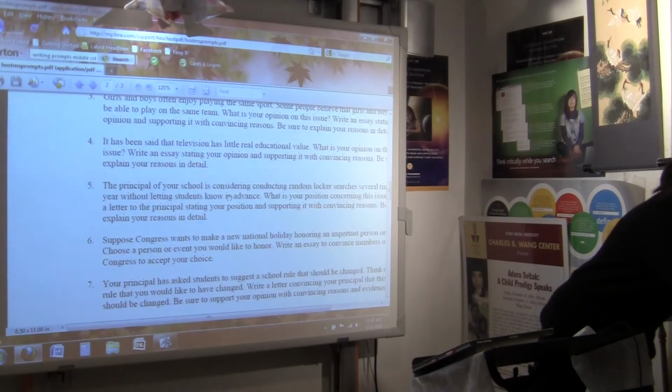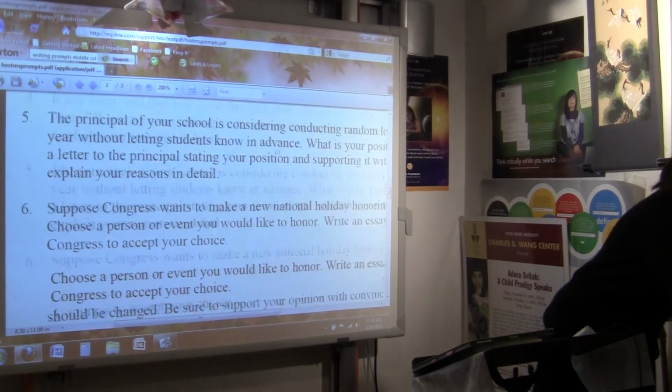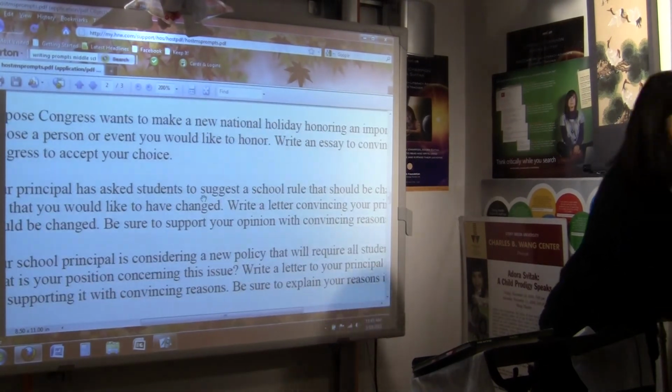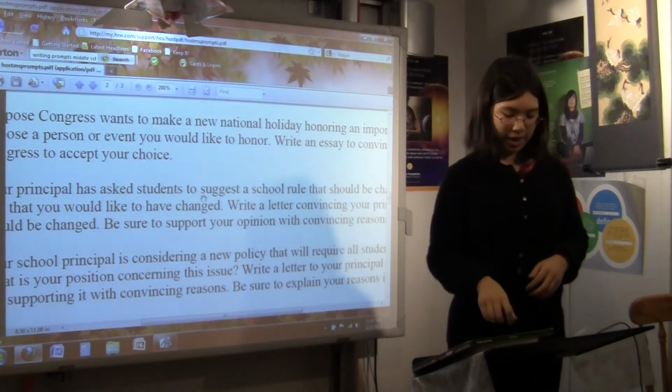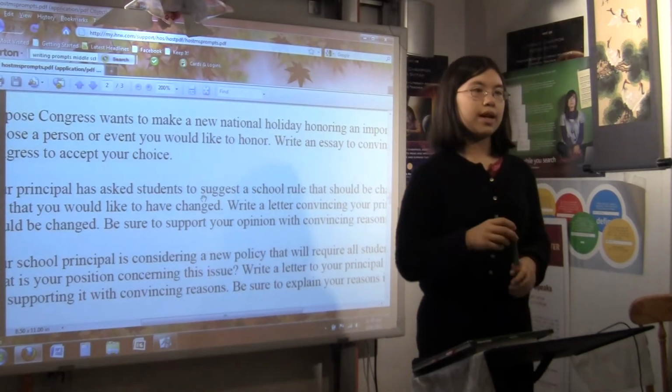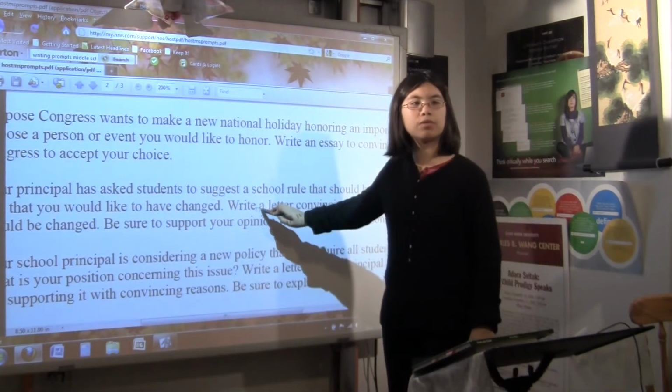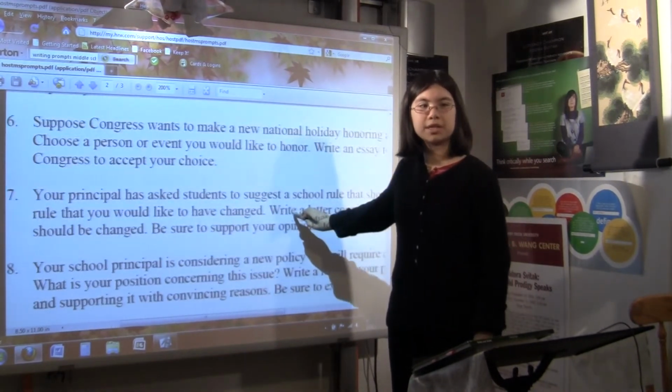But okay, so what kind of writing would that be then? Persuasive, expository, narrative. Suggest a school rule and convince the principal why that should be changed.